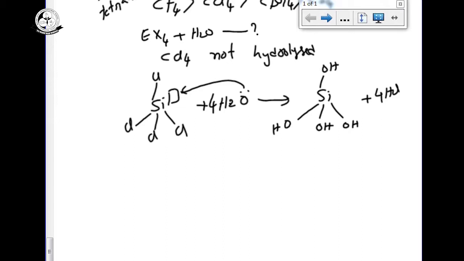It is not able to gain electrons from the oxygen, so there is no bond formation, no shifting, no replacement in the reaction. The name of this compound is silicic acid. So this is the discussion about the chemical properties. Now we are going to start with the anomalous behavior of carbon.